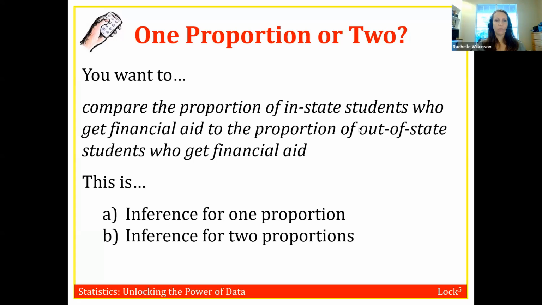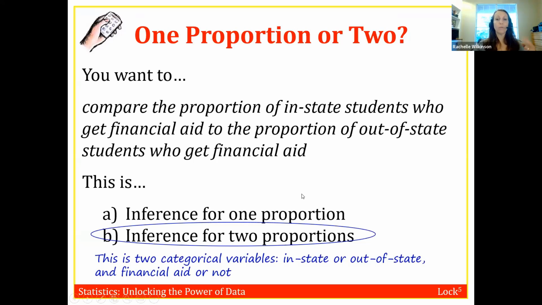All right, majority of the students chose B, and B is the correct answer. So this time we measured 2 variables on each person. We measured whether they were in-state or out-of-state, and we measured whether they got financial aid or did not get financial aid. So we have 2 variables, therefore we're dealing with 2 proportions.